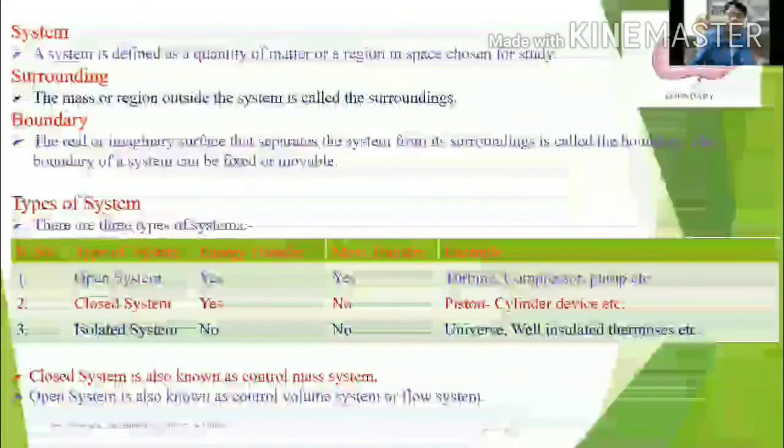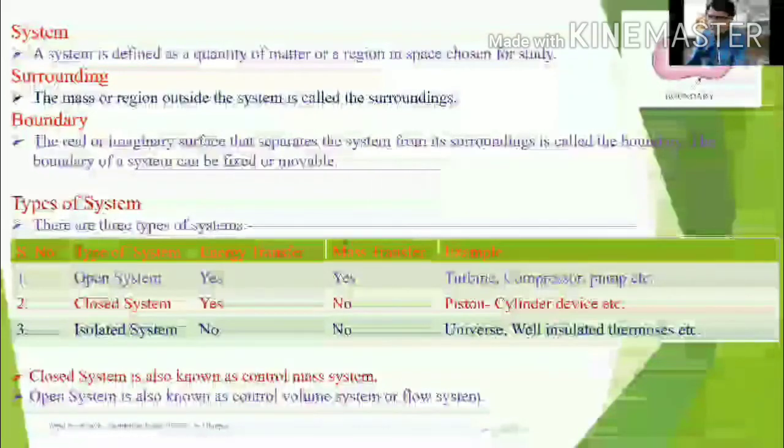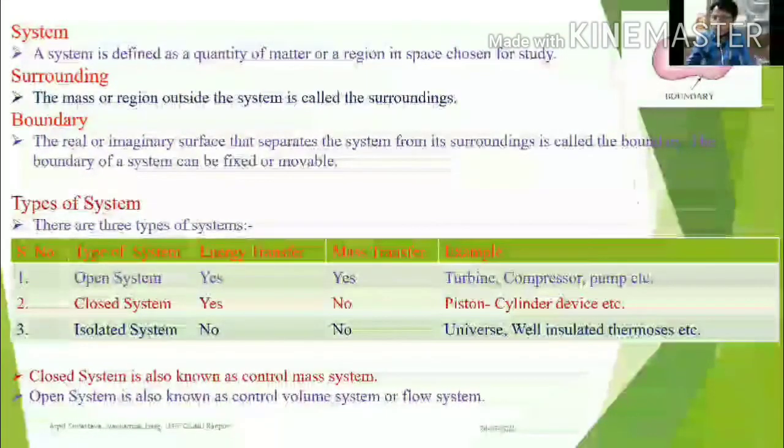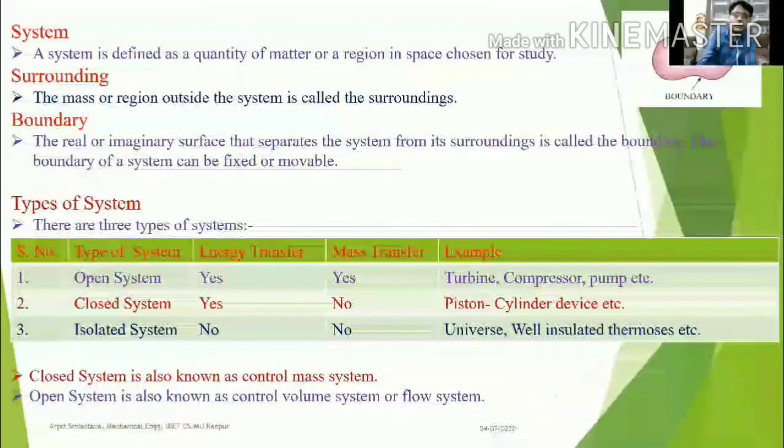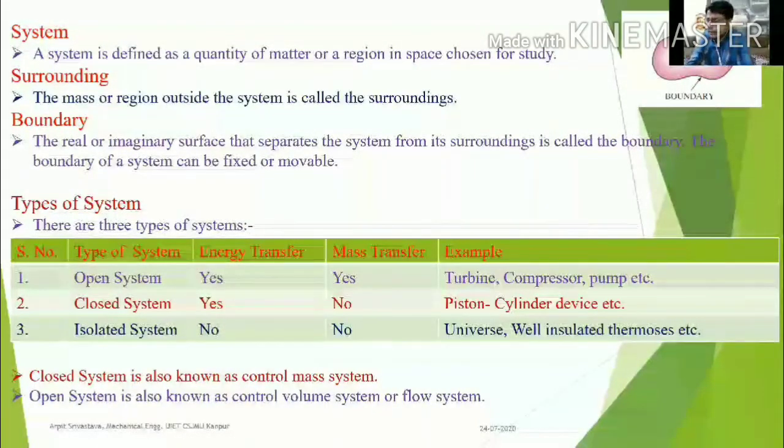Yes, so we can see that in an open system there is energy transfer as well as mass transfer, and examples of open systems are turbine, compressor, pump, etc. And in a closed system there is an energy transfer but there is no provision of mass transfer, and the example is the piston cylinder device. In an isolated system, there is no energy transfer as well as no mass transfer. Examples of these types of isolated systems are the universe and a well insulated thermos.